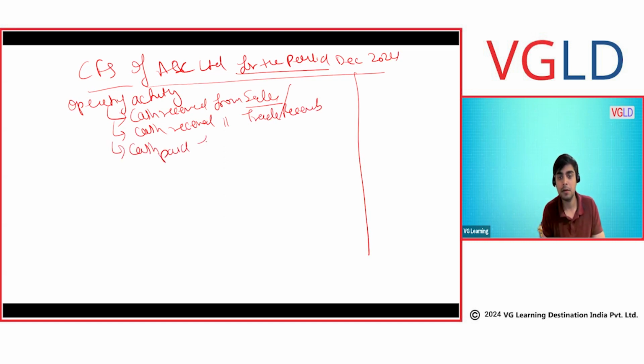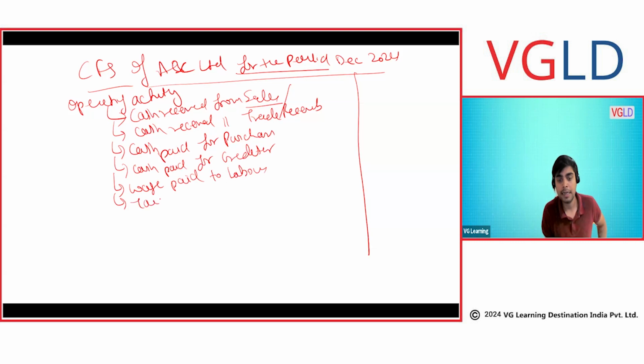cash paid for purchases, cash paid for creditors, let's say wages paid to laborers, rent paid for factory, and taxes paid to government.